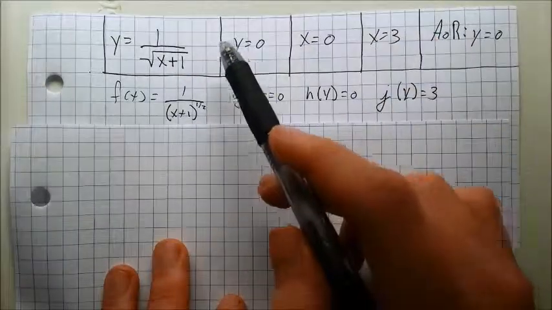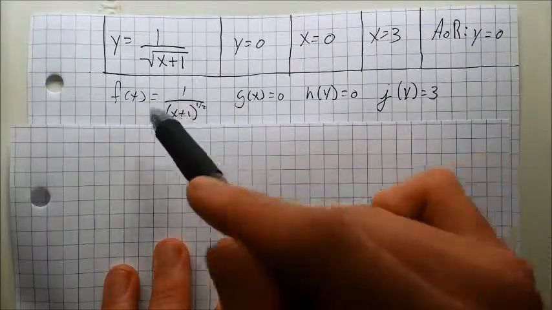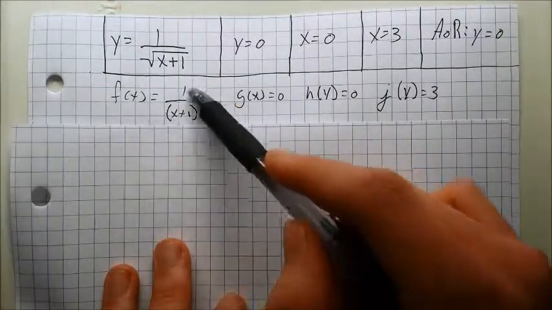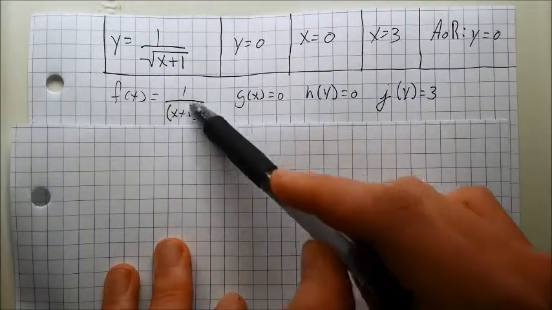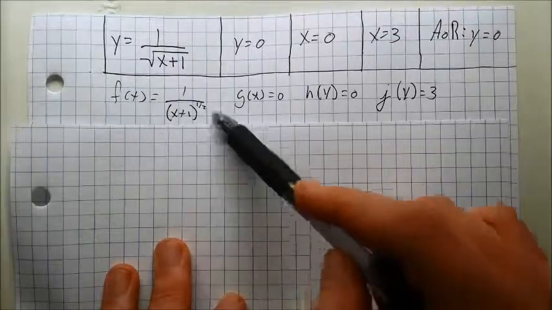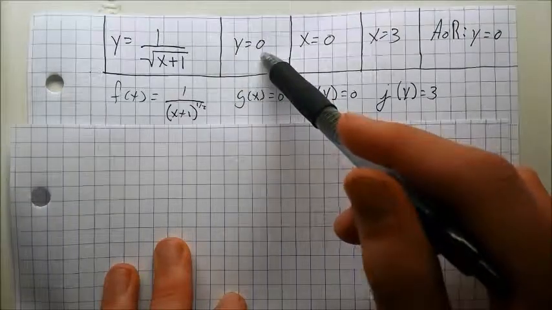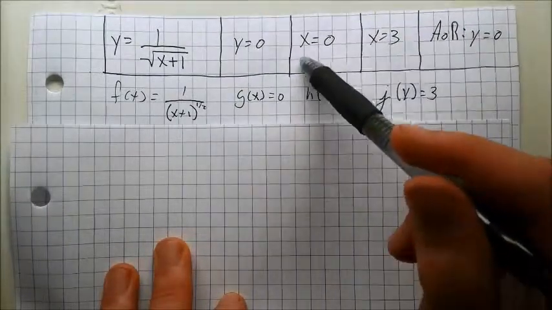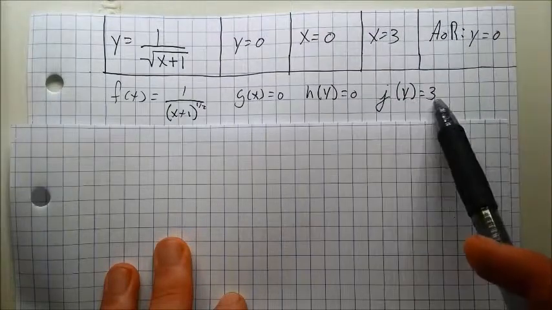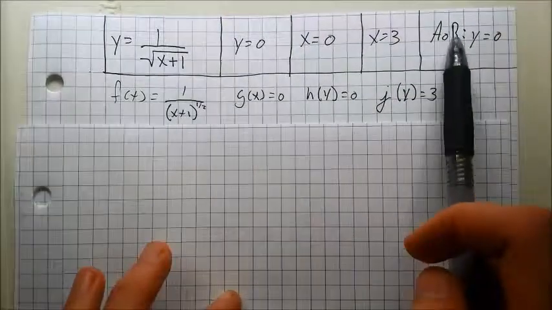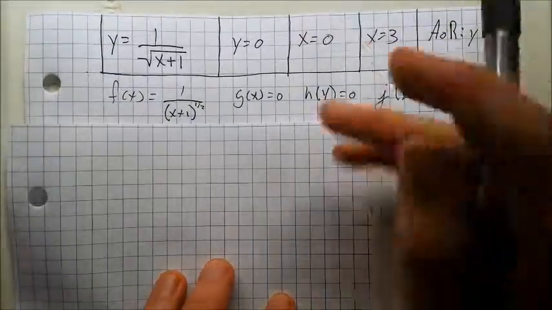So if we write here our y equals 1 over the square root of x plus 1, we can write that in function notation. That's f of x equals 1 over, and instead of writing this in radical form, I'm going to write it with an exponent of 1/2 because exponents are generally more useful than radicals. So our other functions, y equals 0, well that's g of x equals 0. x equals 0 is h of y equals 0, and x equals 3 is j of y equals 3. And all of these are still rotated around our axis of revolution, y equals 0. This we don't convert into function notation.